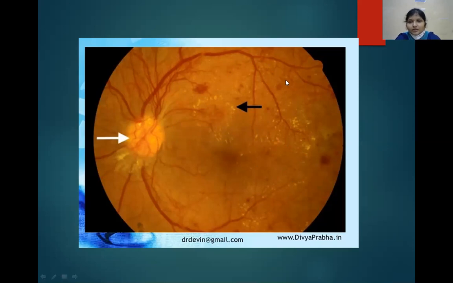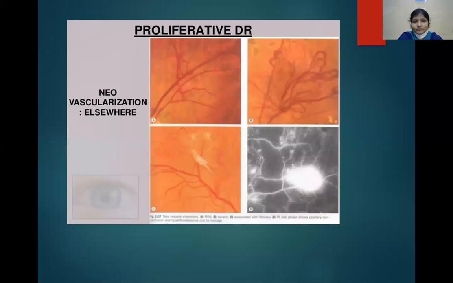Here you can see new vessel fronds. So this is neovascularization. And here also on the disc you can see neovascularization. And also you see a fibrous tissue attached from the disc extending into the vitreous. So presence of neovascularization and fibrous tissue proliferation is a hallmark of PDR. So this is neovascularization. Here you can see new vessel arising from the branch. This is also neovascularization formed. This is neovascularization along with fibrosis.